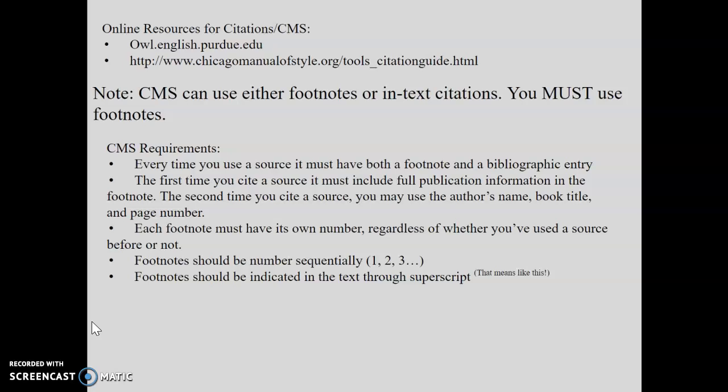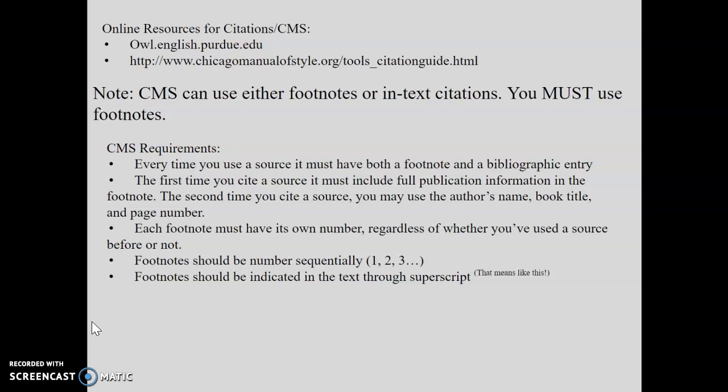One of the trickiest things about using Chicago style is that there's actually two forms of it. There's something called the NB, or Notes and Bibliography form, or there's an author-date form. The author-date form looks a lot like APA style, where you use in-text citations, that is information in parentheses in the text of your essay, and you cite your sources that way. That style is not the style we're using in this class.